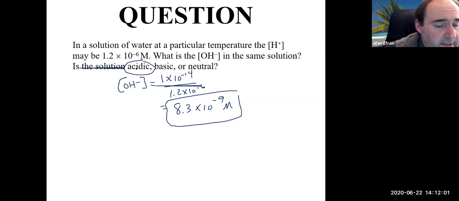A reminder that when you have a negative exponent, the smaller number is actually the larger number, because 10 to the minus 6 means that you're going 6 places to the left with some zeros. 10 to the minus 9 means you're going 9 places to the left with a bunch of zeros.